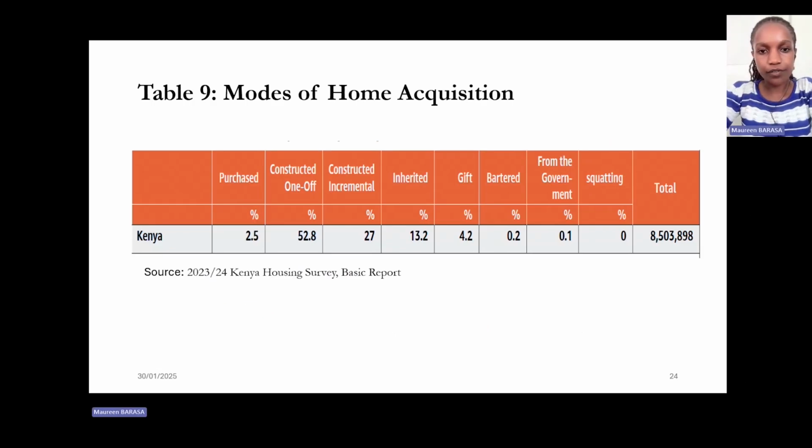Next is just the modes of home acquisition, and it shows that close to 99% of home acquisitions mode are through economic exchange. That is purchase, constructed one-off, constructed incremental, inherited, or gifts. This is through they're adding to economic exchange by adding value. And 82%, that is purchase, constructed, and it's through exchange of money to get housing as the good.